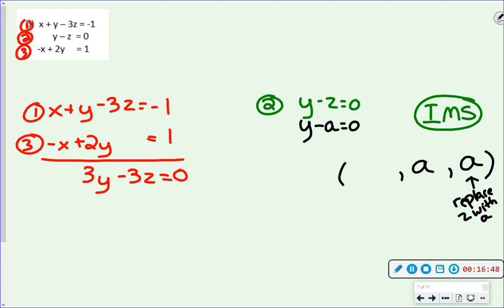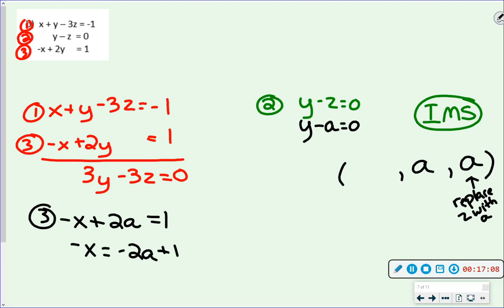Now, let's go back to an equation that has x. I'm going to do the third one. So y, we're using a. And I'm going to solve for x. So I'm going to subtract the 2a over, and then, of course, I would have to switch the signs. So I'm going to go ahead and put it in my ordered triple as 2a minus 1.